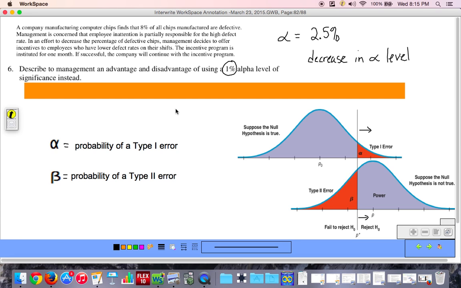Okay? So to answer this question, one advantage would be that management would be less likely to conclude the incentive program was effective if it were really not. Again, we know we would be decreasing type 1 error. A disadvantage would be the test would have less power, right? If we decrease alpha level, we get less power. There'll be less of this region, okay? The test would have less power to detect a positive effect of the new incentive program.